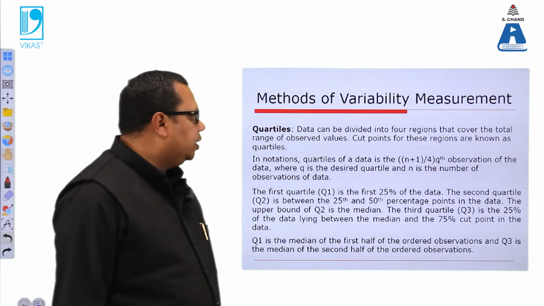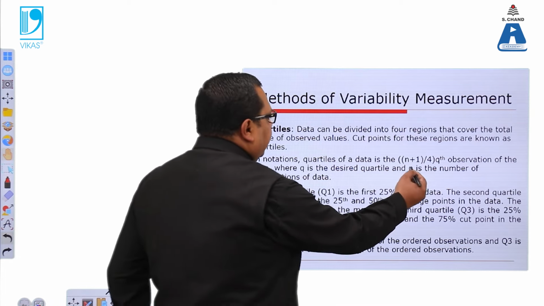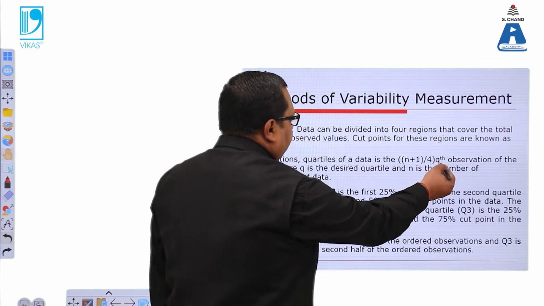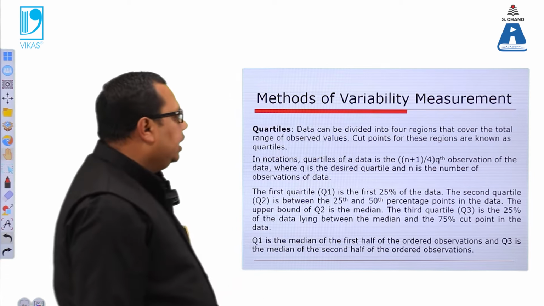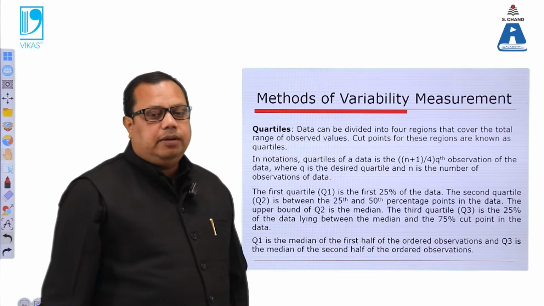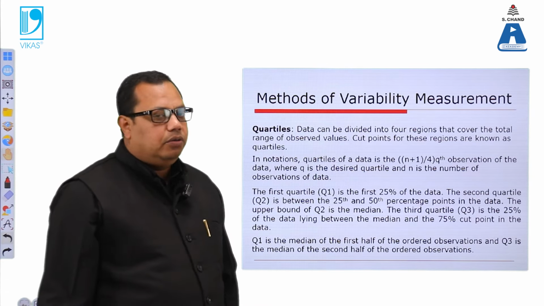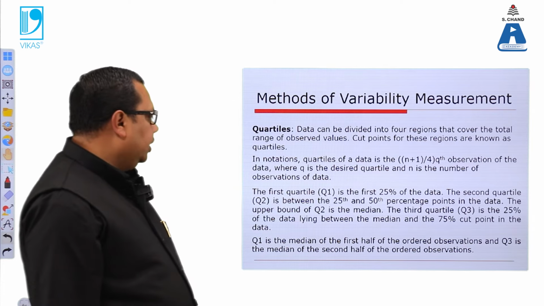The quartile value is given by this. As you can see, (n plus 1) by 4 is the kth term, so we can easily calculate the kth term. That is how we calculate the kth term in each case.